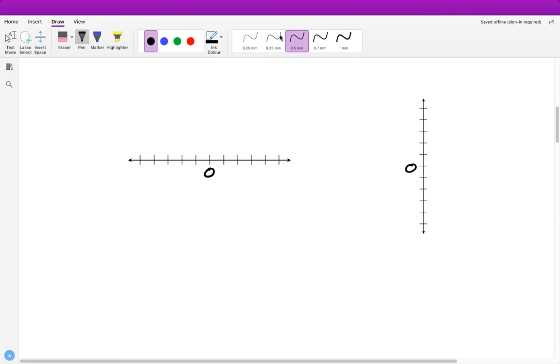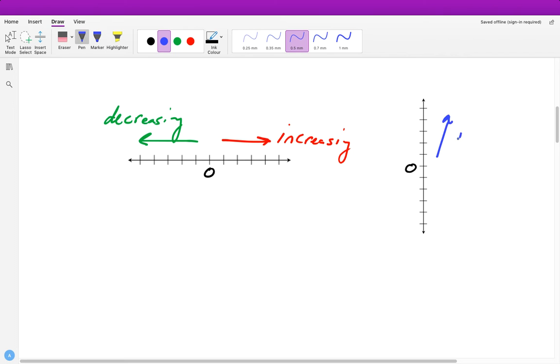All right, and just to refresh our memory a little bit, if we have a horizontal number line, remember, as we move to our right, we are increasing in value. And as we move to our left, we are decreasing in value. We can use this to help us determine if numbers are greater than or less than each other. And same thing for vertical lines. As we move up, we are increasing in value, and as we move down, we are decreasing in value.